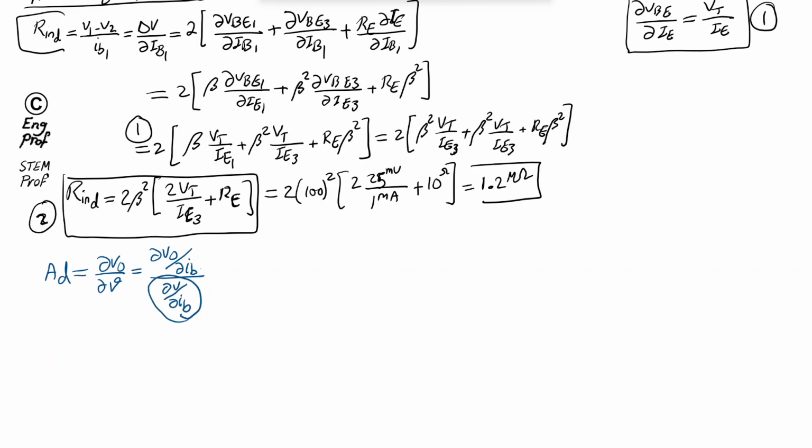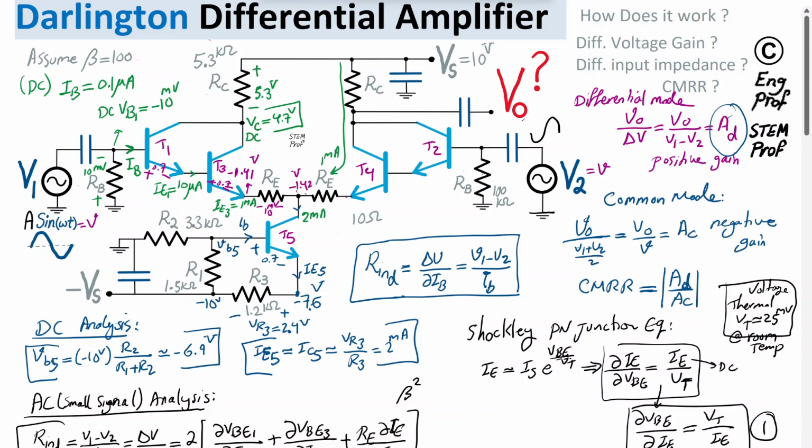This one, as we talked about here, is just R in. As expected, it is the change in output voltage versus the change in base current, which you can substitute for quickly. This is R in by definition. And the change in output voltage as a function of the current, of course, we can say is beta squared times the change in output voltage divided by the change in collector current.